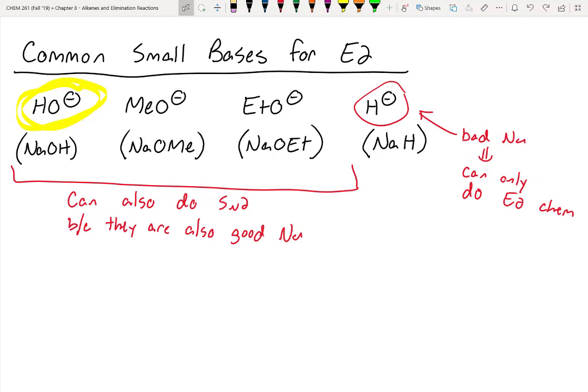Hydroxide. Does anybody know why? So I had a student one year and he was just like, this is silly. Why don't we just always use this? It only ever does E2. Why would anybody make their life more difficult by using one of the other ones?